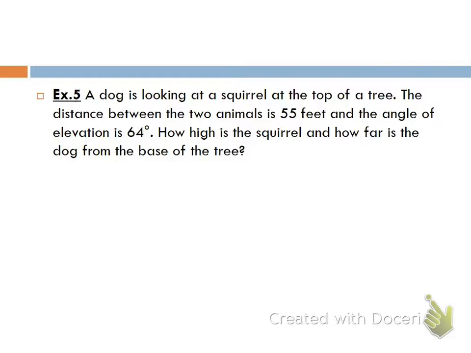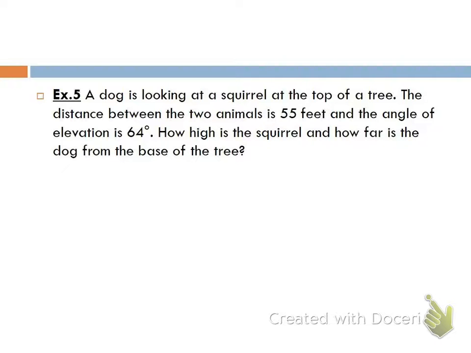All right, let's look at example 5. A dog is looking at a squirrel at the top of a tree. So we assume that the dog is where? On the ground, okay? Dog's on the ground, squirrel's at the top of a tree. The distance between the two animals is 55 feet. The angle of elevation is 64 degrees. How high is the squirrel and how far is the dog from the base of the tree?